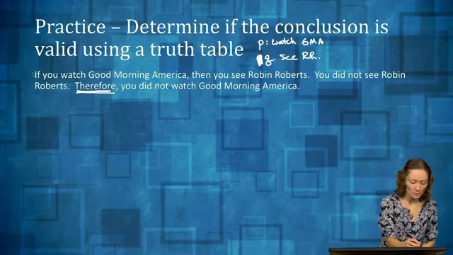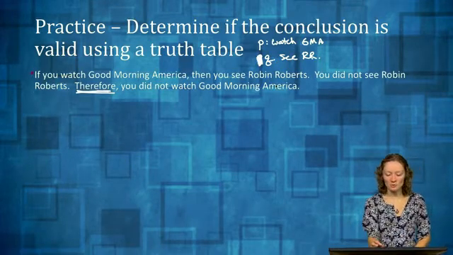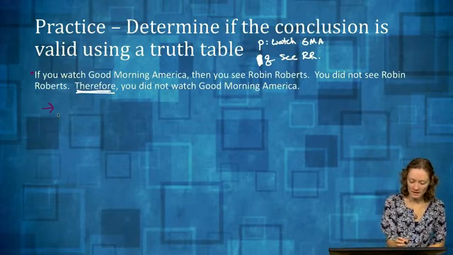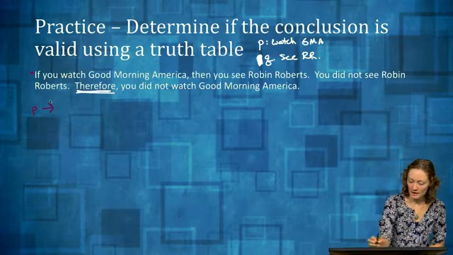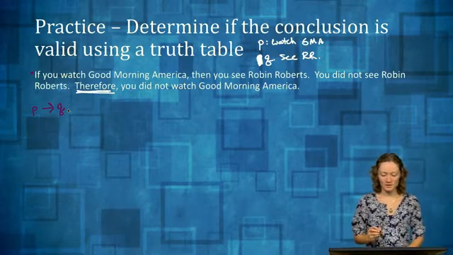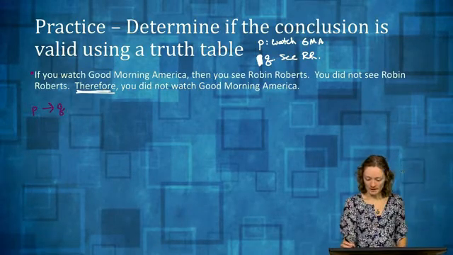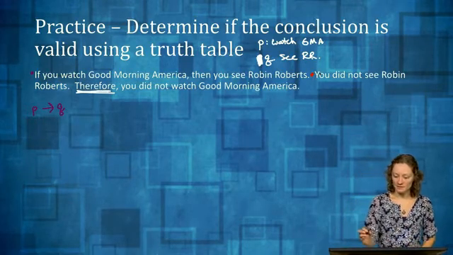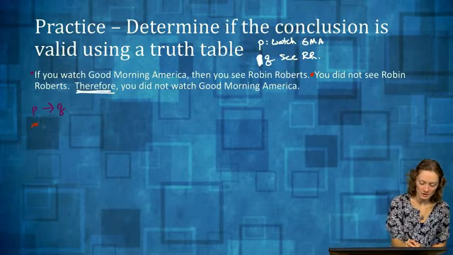So, premise 1 is this first sentence. If you watch Good Morning America, then you see Robin Roberts. So, it's an if-then statement: if P, then Q. Second premise is your second statement. You did not see Robin Roberts. So, negation Q.